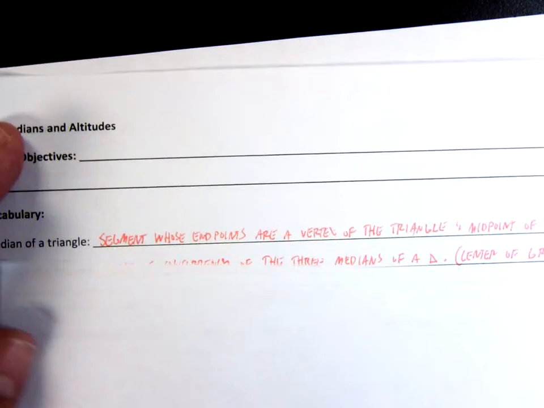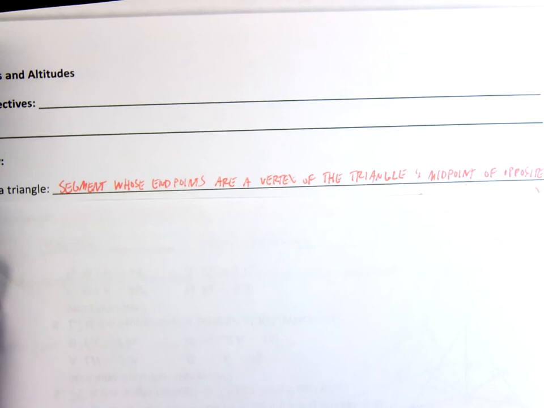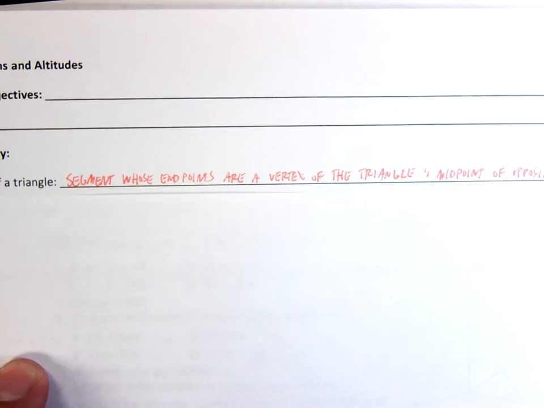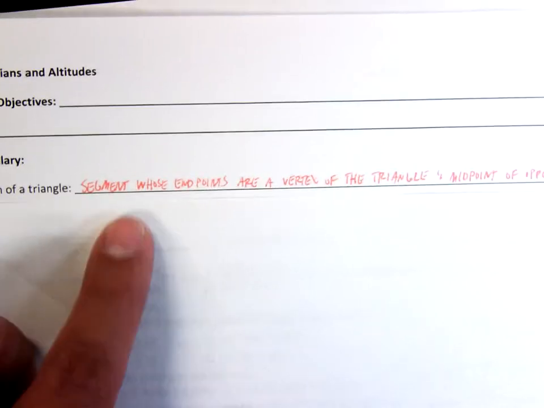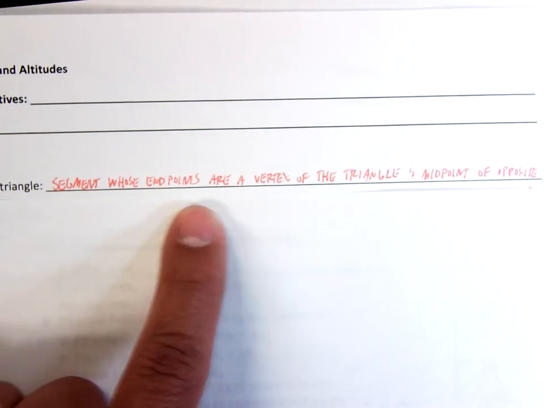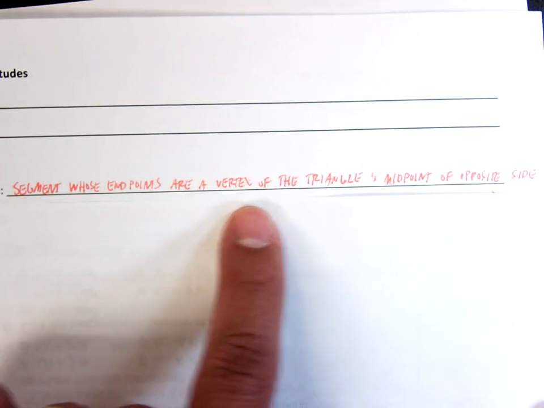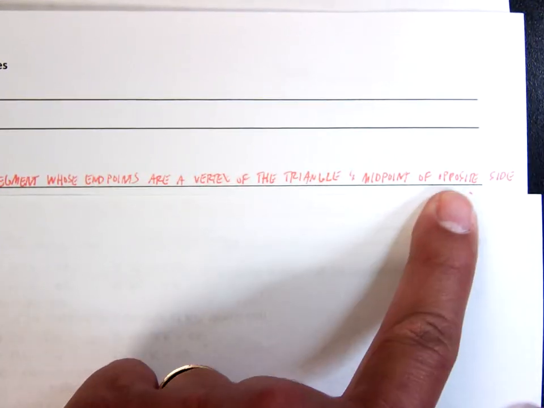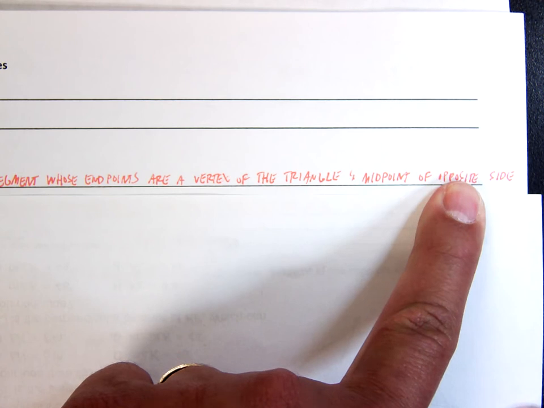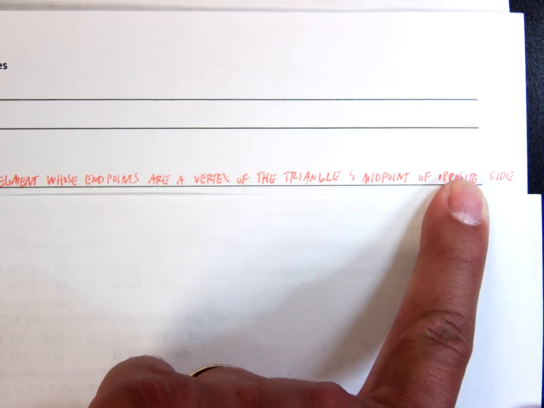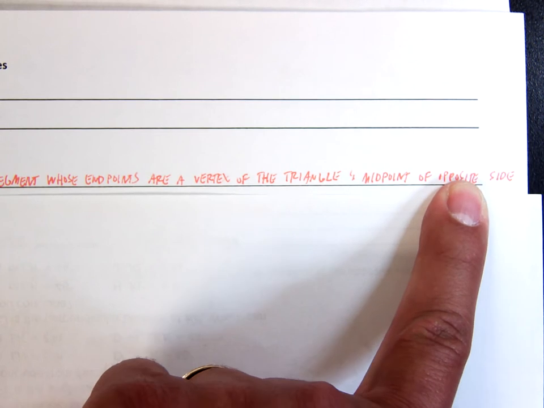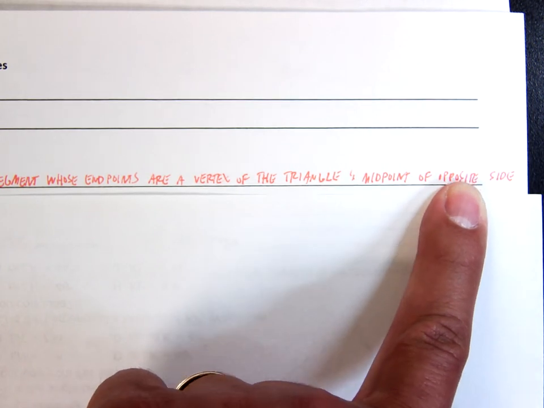Last page, last circle center. We have a new thing. We've talked about bisectors, perpendicular bisectors, altitudes. We have medians too. The median of a triangle is the segment whose endpoints are a vertex of the triangle and the midpoint of the opposite side. So it goes from one of the vertices of the triangle to the other side, and when it hits the other side, it hits that side at its midpoint.